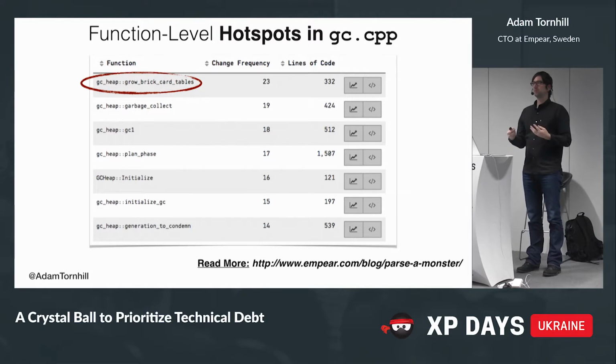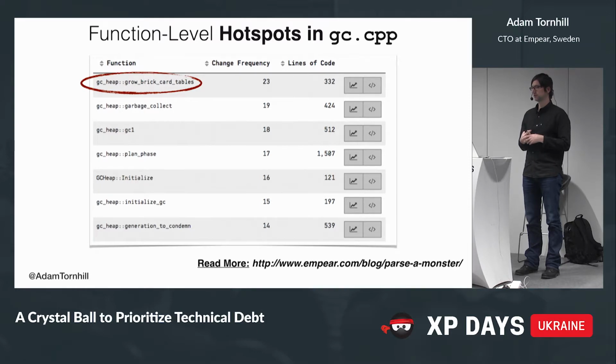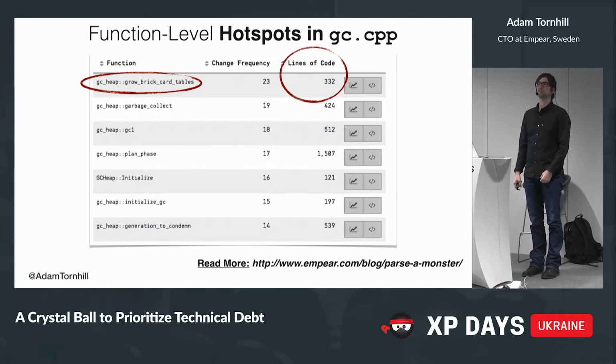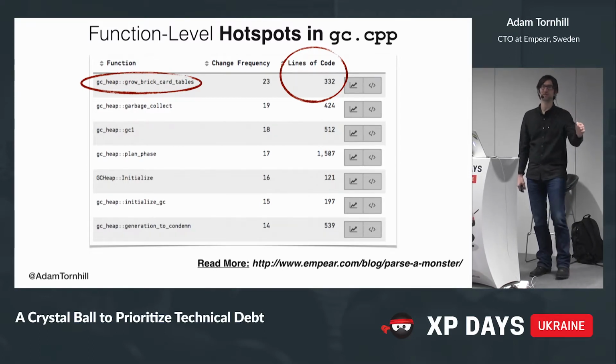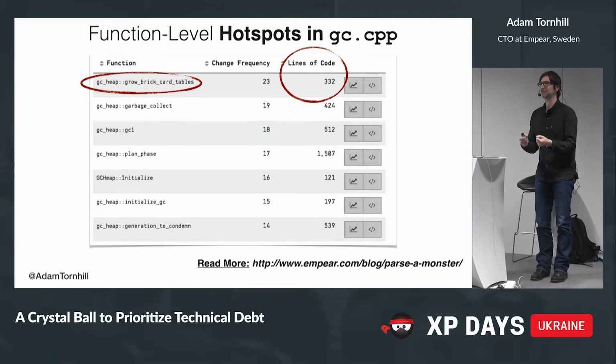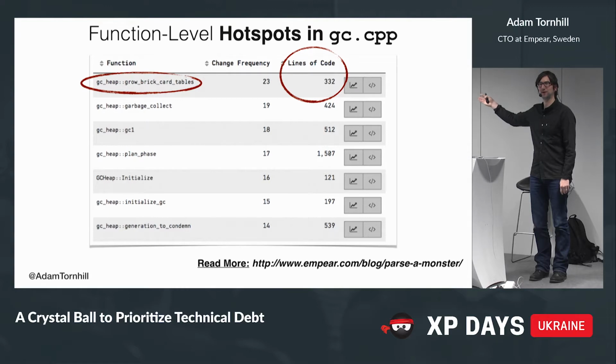So when we run a hotspot analysis on gc.cpp on its functions, it turns out that the number one hotspot on a function level is a function called grow brick card tables. It's a function with 332 lines of code. It's quite a lot for a single function, isn't it? But it's much less than 37,000 lines of code, which was the size of a total file. And it's definitely less than 4 million lines of code, which was the size of a total system. So more important, we are now on a level where we can act upon the information and do a focused refactoring based on data from how we actually work with the code.